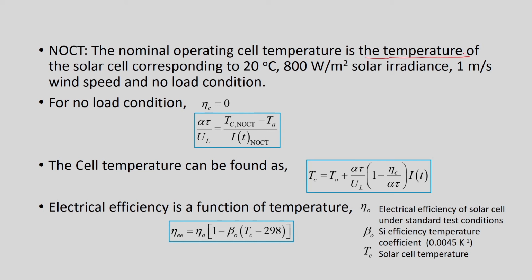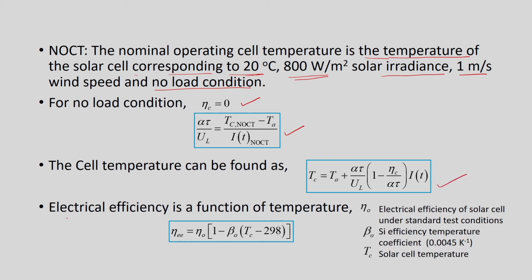which is nothing but the temperature of the solar cell corresponding to 20 degree C and 800 watt per meter square solar irradiance, and wind speed of 1 meter per second under no load condition. So for no load condition, eta c will be 0, no electrical conversion will be there. So the expression we discussed in the last slides reduces to something like this, and from here you can calculate the cell temperature. So the expression of cell temperature will be something like this.